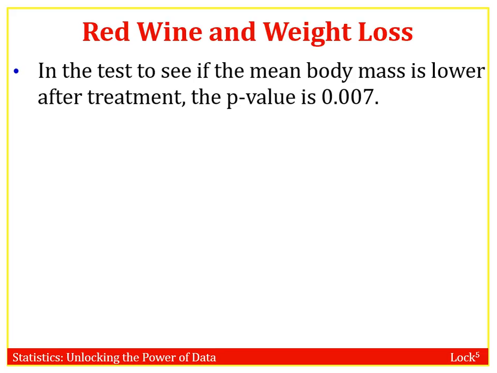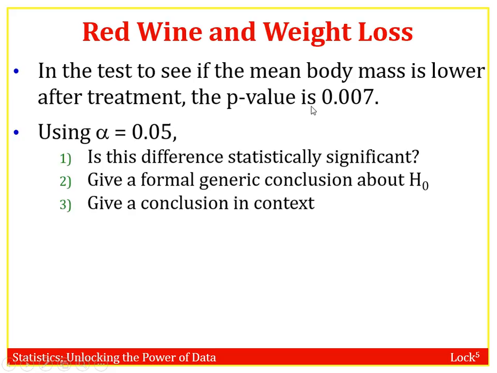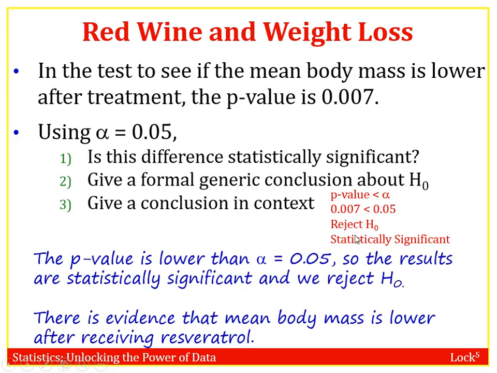So suppose we looked at the mean body mass and we got a p-value of 0.007. Well, if your alpha was 0.05, is it statistically significant, and what would you conclude? Well, is our p-value less than alpha? That's what I write down each and every time, and then I put the p-value down, the alpha down, and see if it's true or false. If it's a true statement, we reject your null hypothesis and it's statistically significant. And this is what we would conclude.